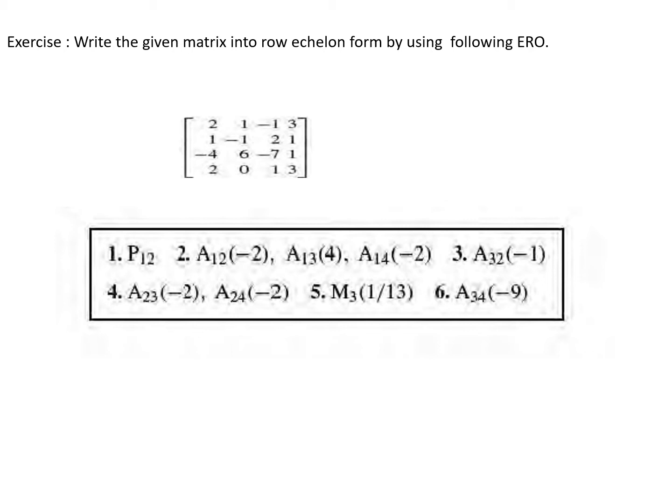In operation number 5, multiply row number 3 by 1 over 13, and in 6, multiply row number 3 by minus 9 and add it to row number 4. So after applying these operations, we may obtain the echelon form.